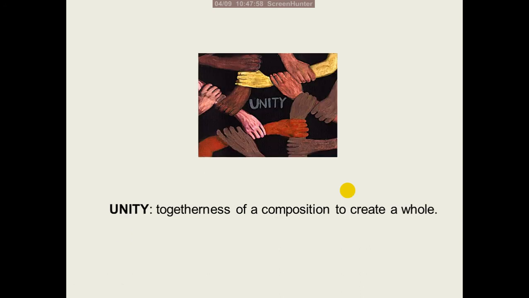Next is unity. Unity means the togetherness of a composition to create a whole. So here we are creating the togetherness, and we call it unity. For example, take any logo on this design principle, let us say the artist Mazdoor union's logo symbol. All the employees' hands are arranged together, showing their strength and stamina in their logo. So that is a unity-based design.